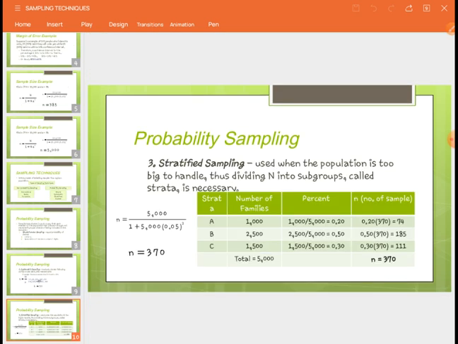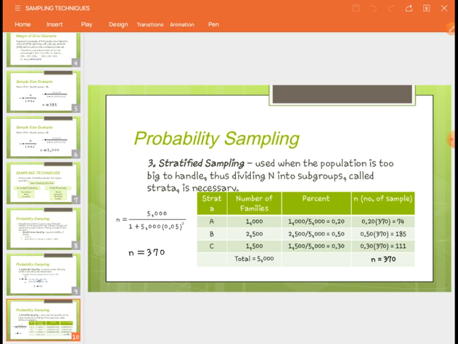Next is stratified sampling. So ito madalas niyo siguro naririnig to. It is used when the population is too big to handle. Kasi di ba pag simple random, okay lang naman kasi simple random yung kukunin mo dun eh. Pero paano kung napakalaki ng population, say 500,000, di ba? So kailangan mong mag-subgroup. Halimbawa, meron kang tatawaging strata ABC or group ABC and you have to divide number of families na nandun. Halimbawa, 1,000, 2,500, 1,500, and then the total nun is 5,000. Yun yung pinaka-total population, di ba?